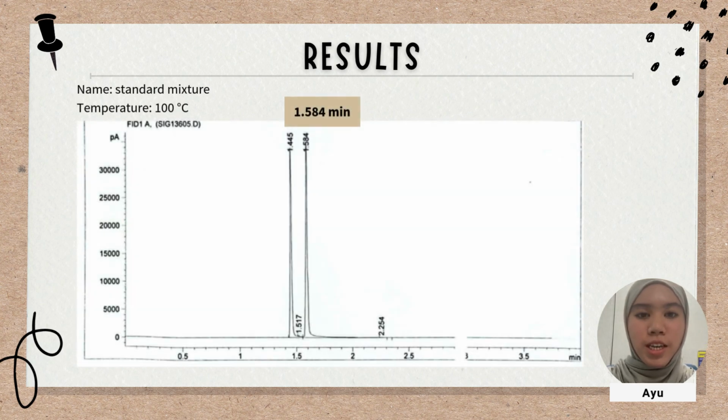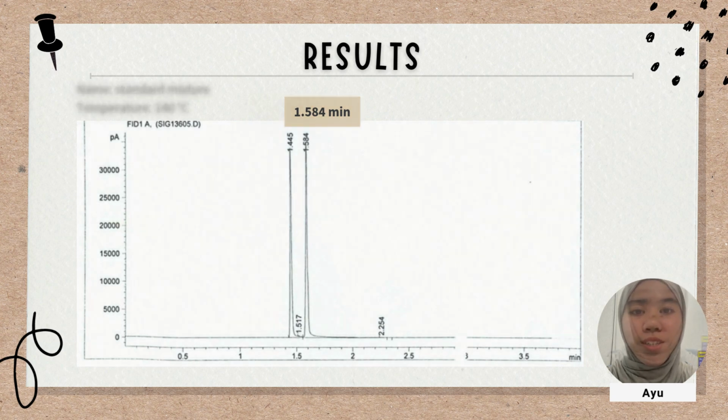At 100 degrees Celsius, the standard mixture shows shorter retention time compared to 70 degrees Celsius. This indicates faster elution of compounds with increased temperature. However, two peaks are still clearly separate, showing acceptable resolution.